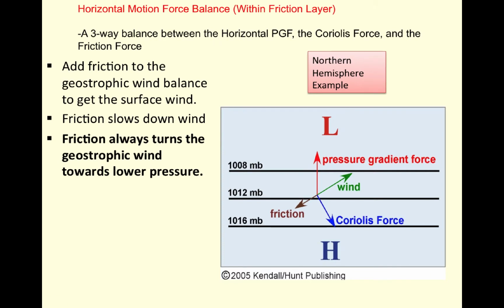Now here's looking at what happens when you introduce friction to that balance. So now we're going to consider frictional forces balancing pressure gradient forces as well as Coriolis forces, a three-way balance between them. So if we're near the surface, we have to consider friction, and here's what it does to the wind. Friction always opposes the wind. In other words, it's a force that tries to slow down the wind, which is why the friction vector here is pointed in the opposite direction of the wind.